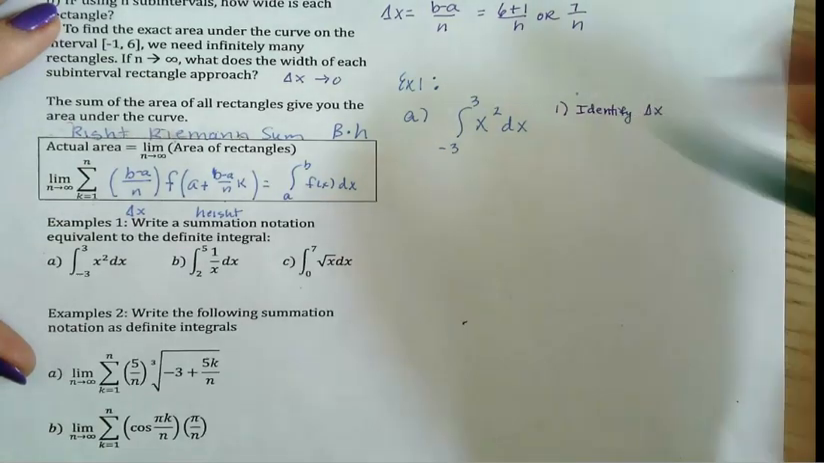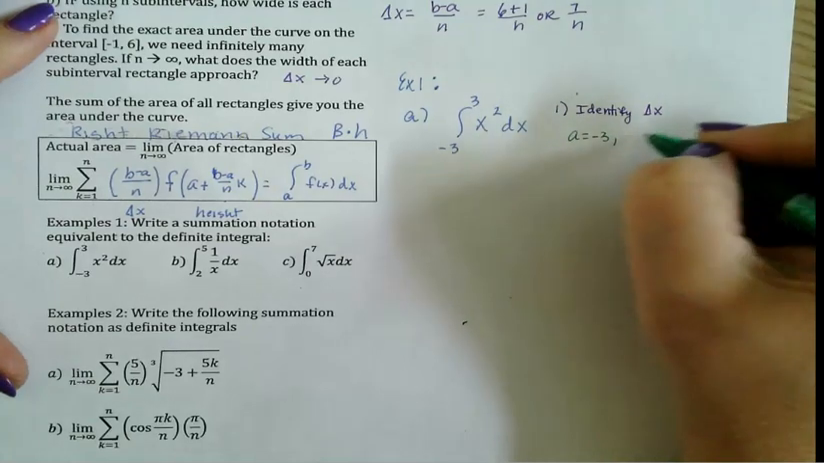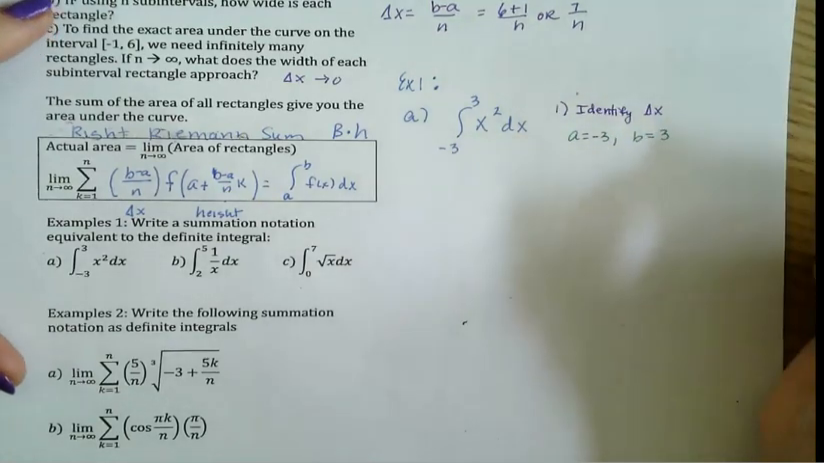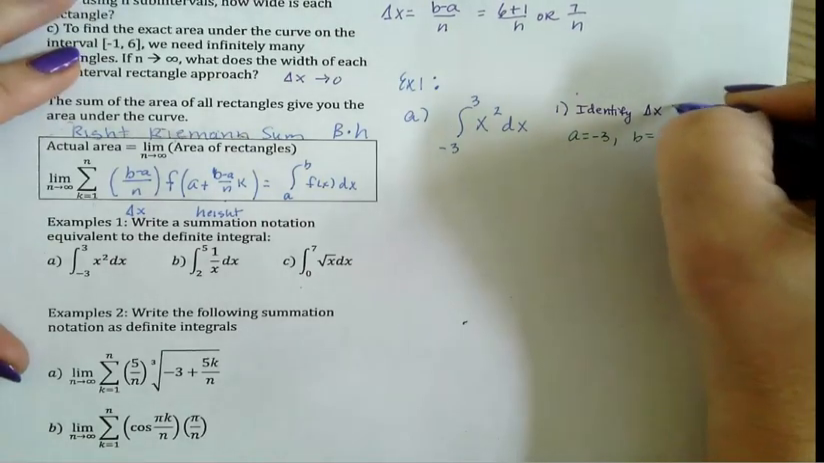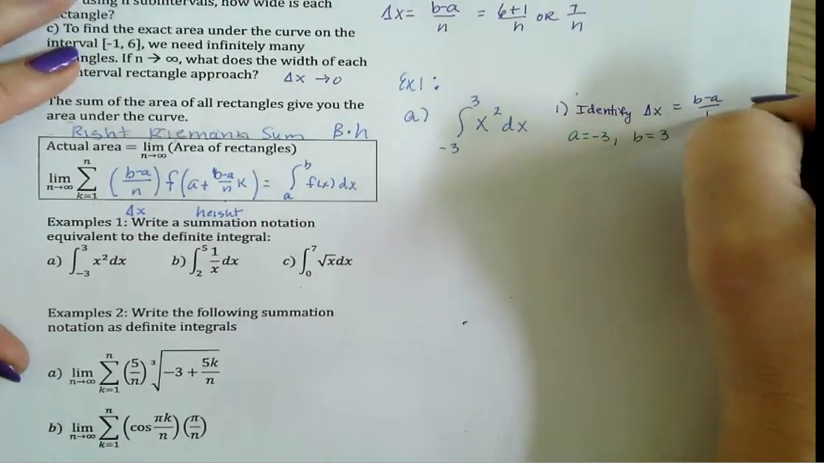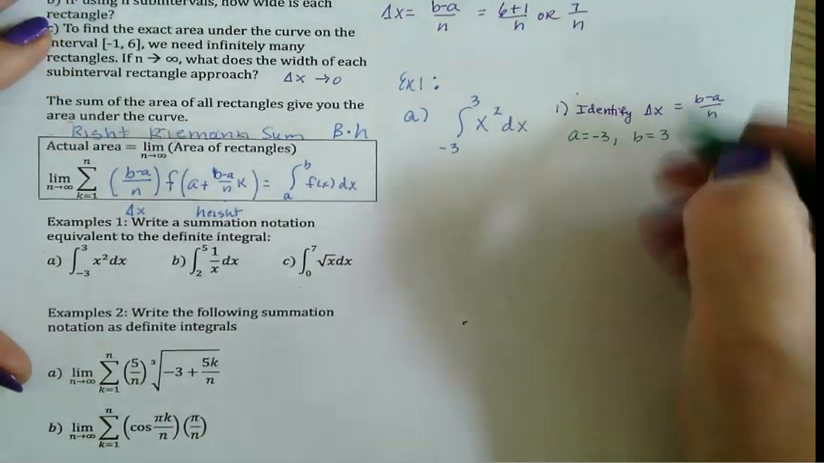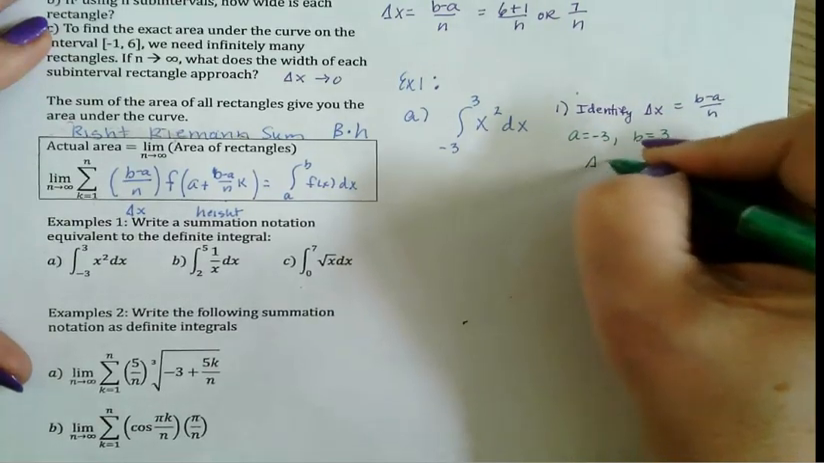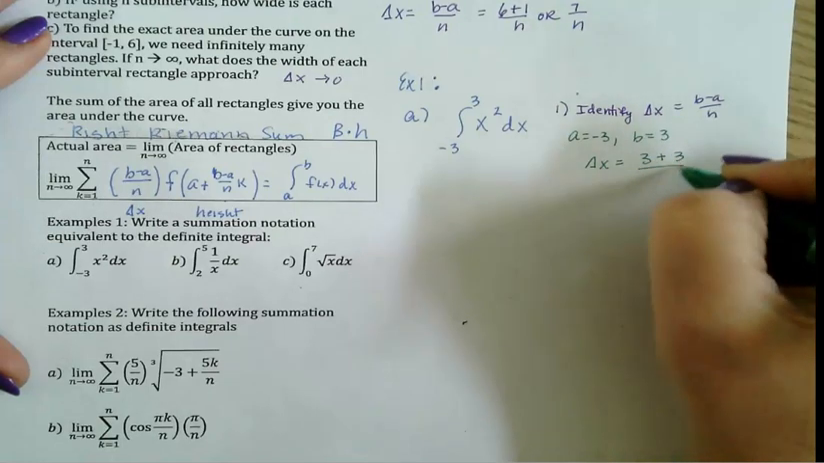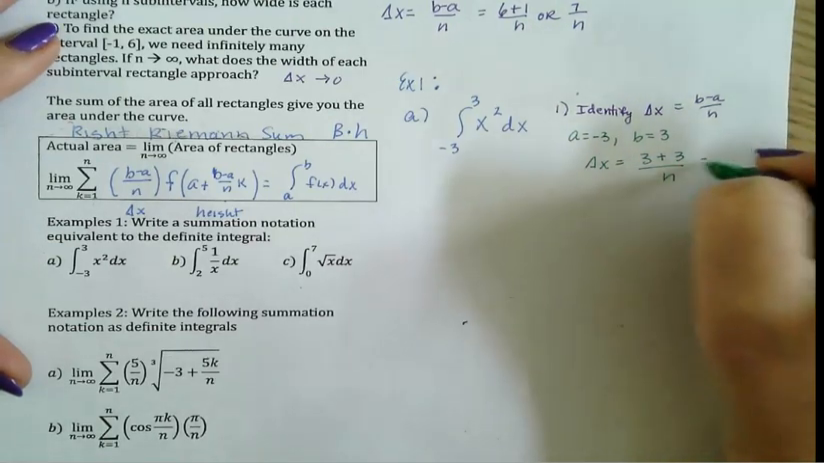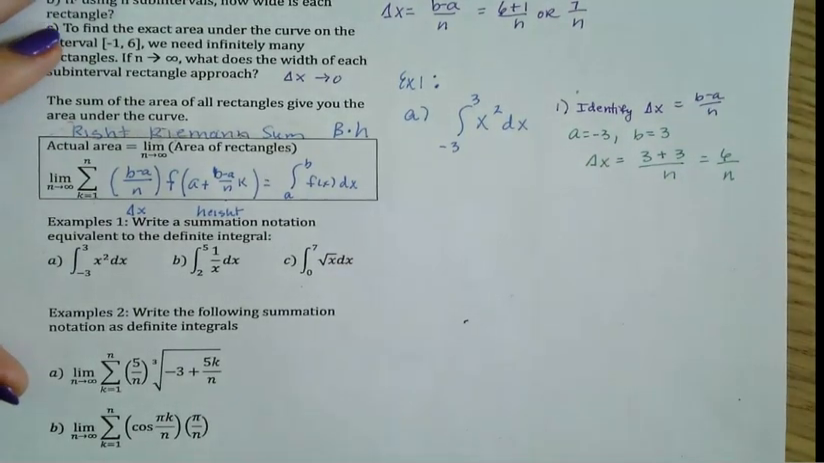Well, I know that my lower bound, or a, equals -3. My upper bound, or b, equals 3. And what is the delta x? How do we represent that? That's b minus a over n. So now I'm going to find my delta x for this problem. Delta x equals, and my b is 3 minus a -3, all over n. So that's going to give me 6 over n. So I have found my width. That's the first thing that I'm going to do.